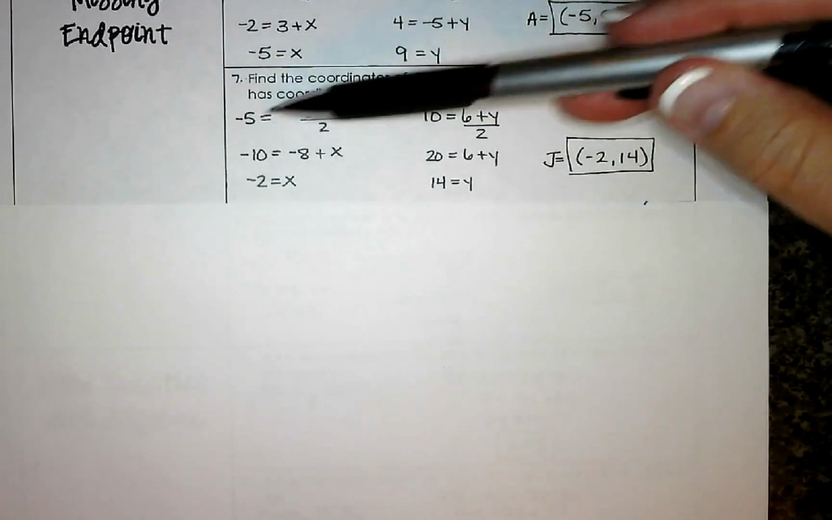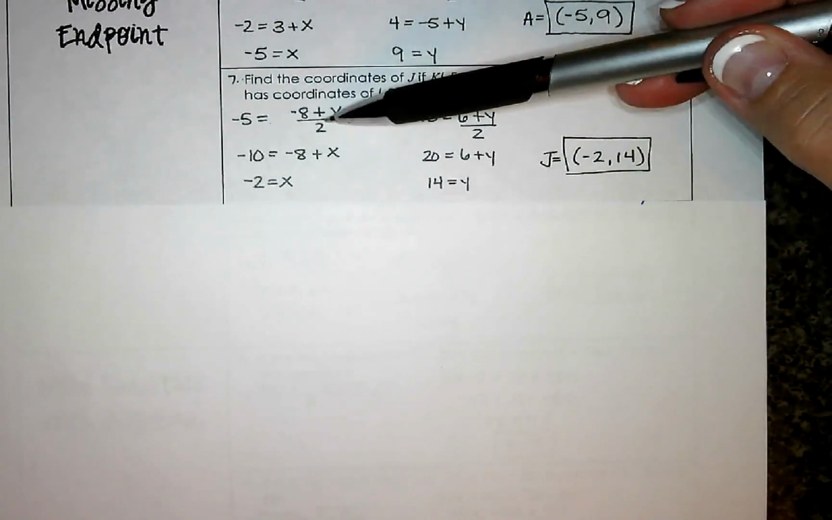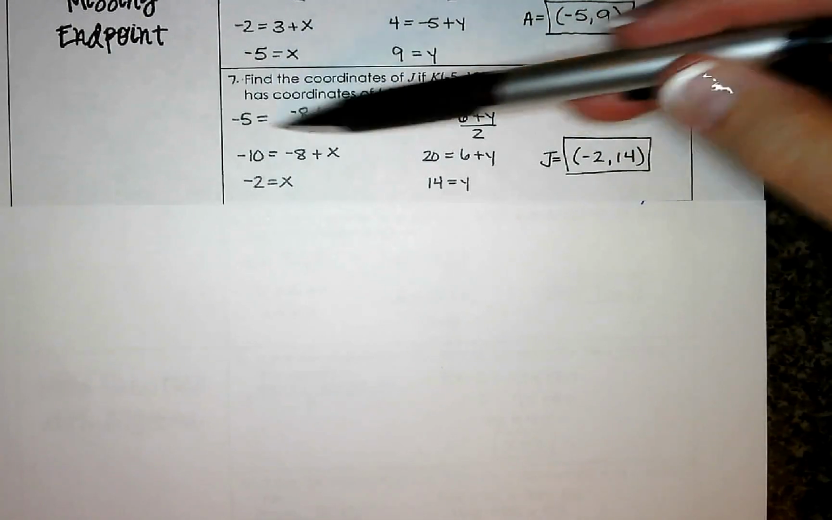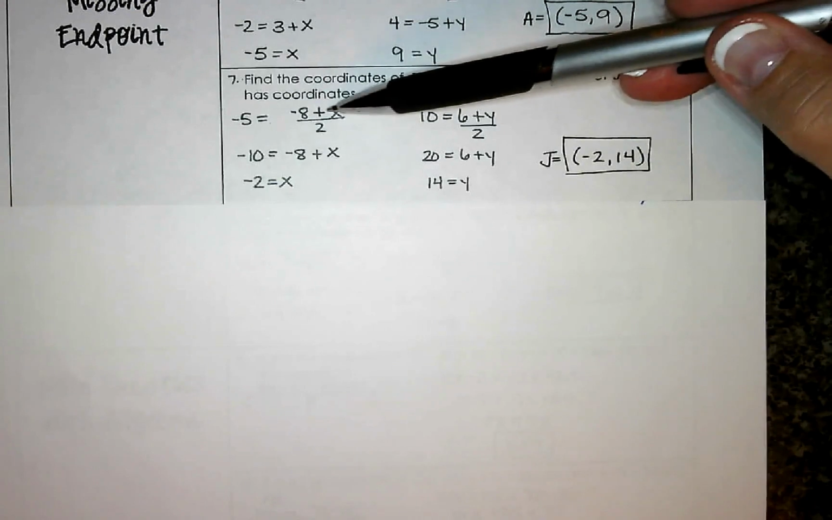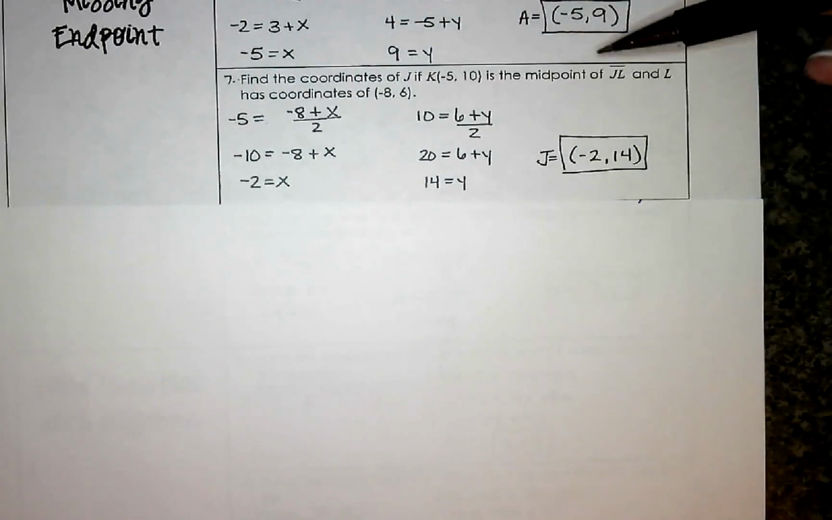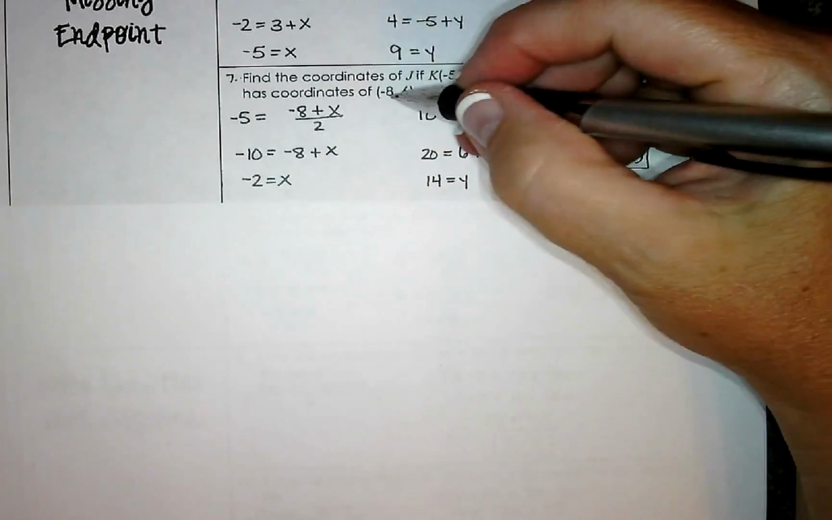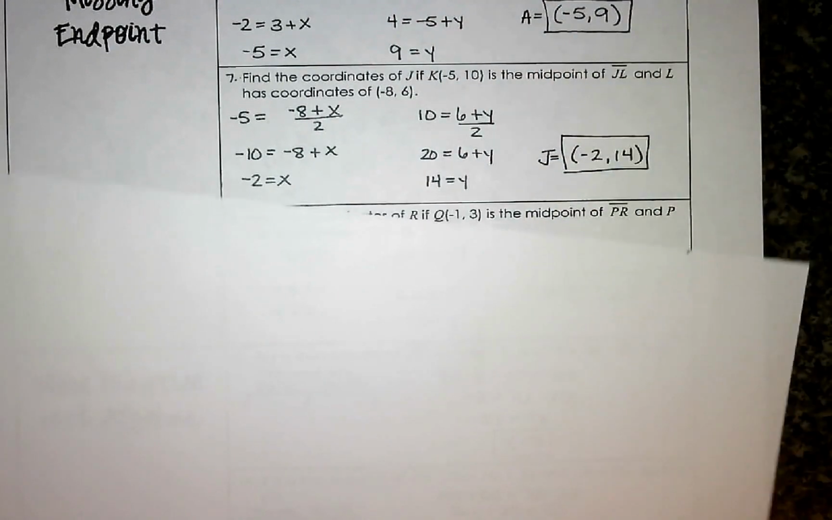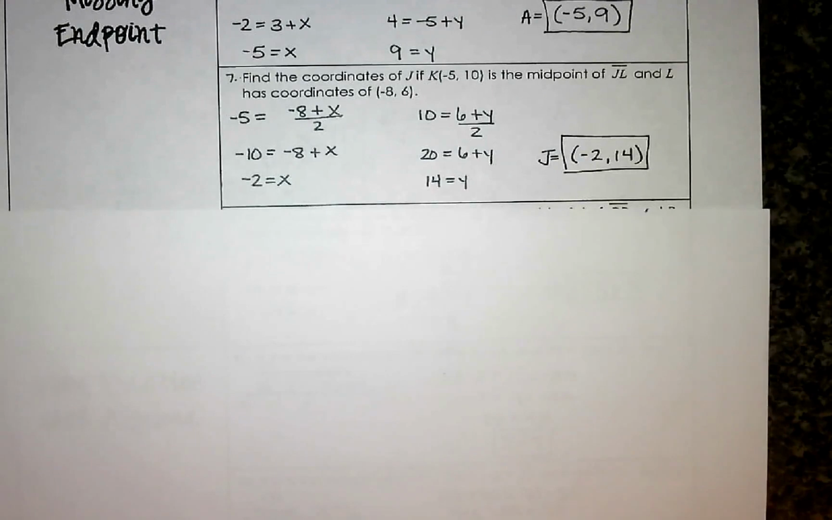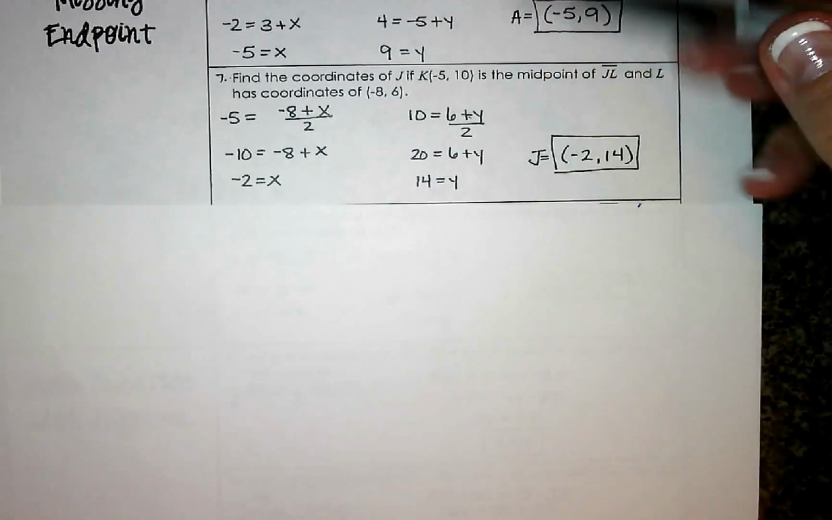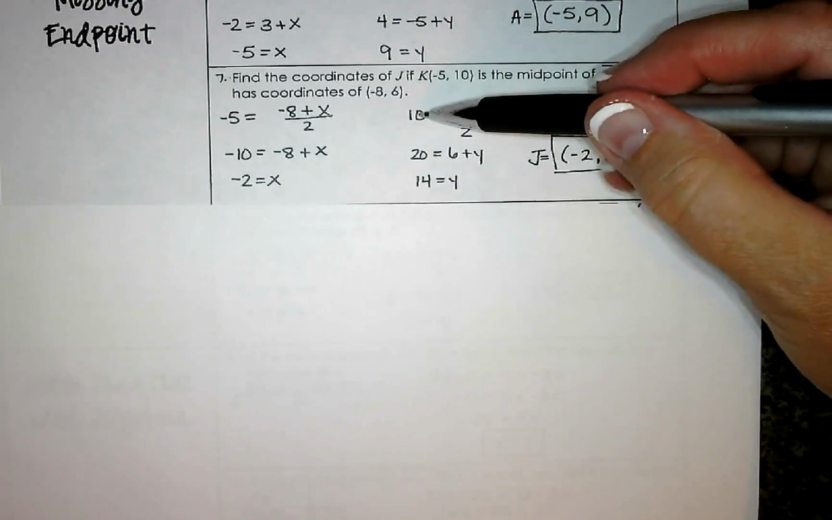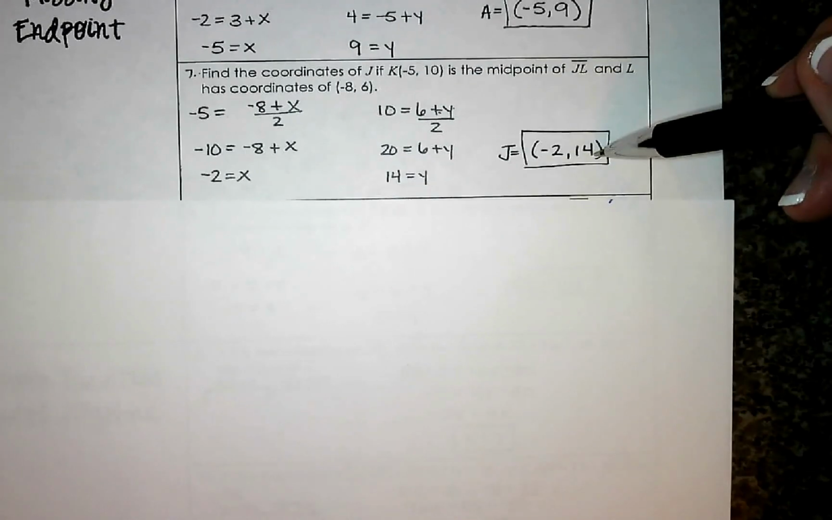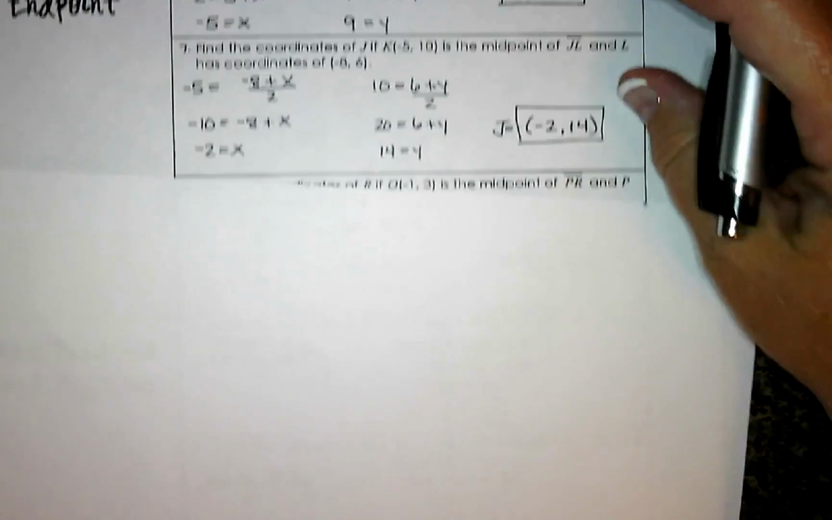Now they turned it around just a little bit than what I did, but it's the same thing. Maybe this makes more sense to you, maybe the other way makes more sense, it doesn't matter. Add the endpoints, divide by 2, gives me my midpoint. Here's my midpoint. Do the same thing for the y's. Okay, add them and divide by 2 gives me my middle. And so the endpoint J comes out at negative 2, 14.